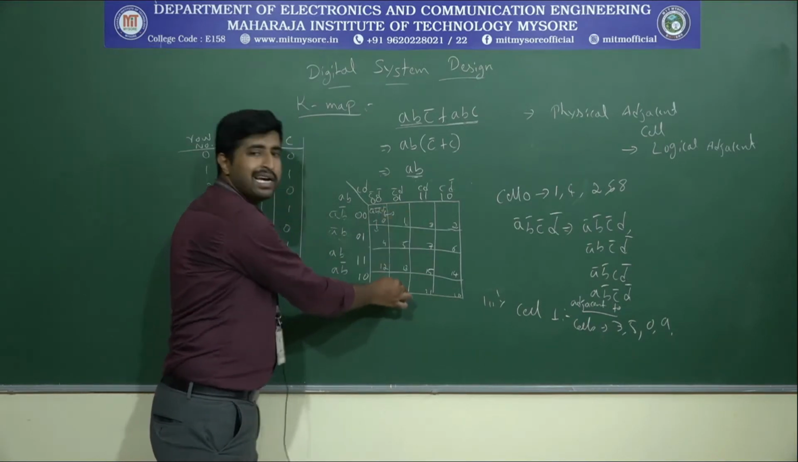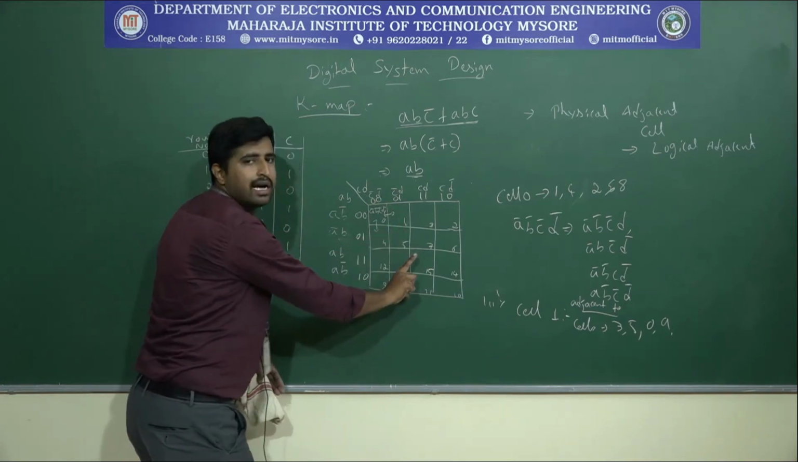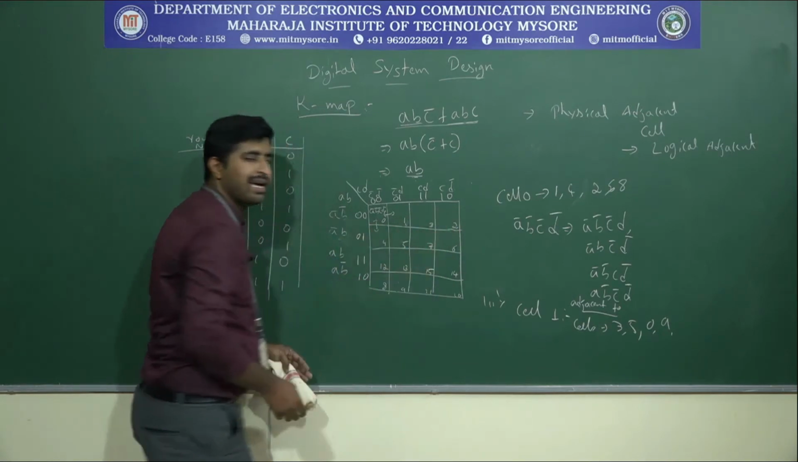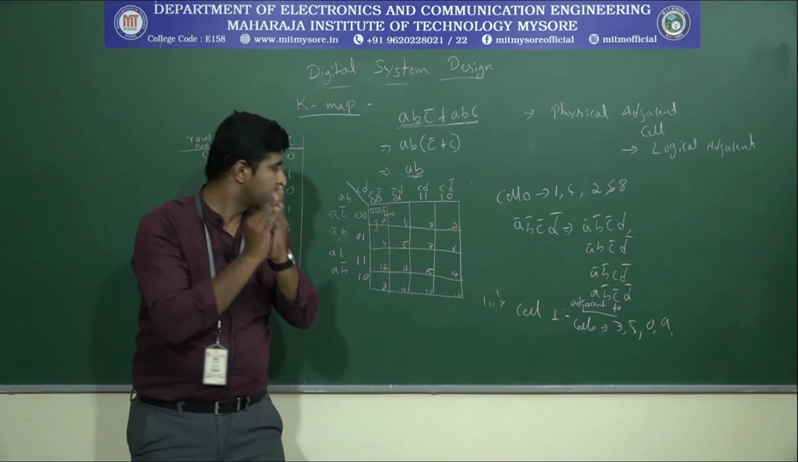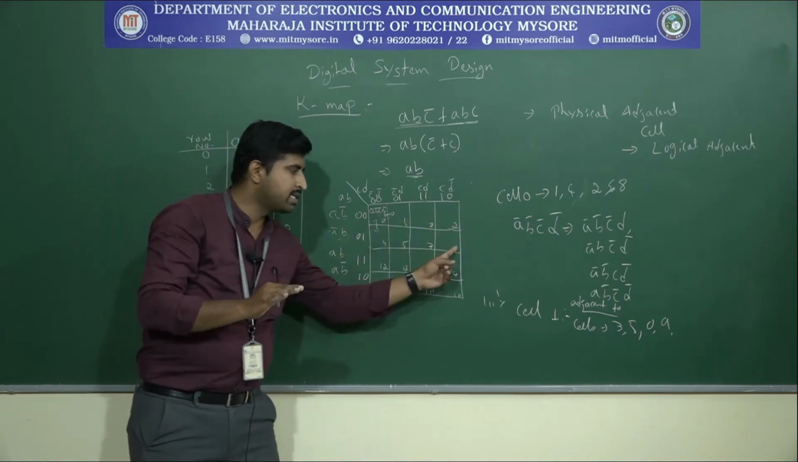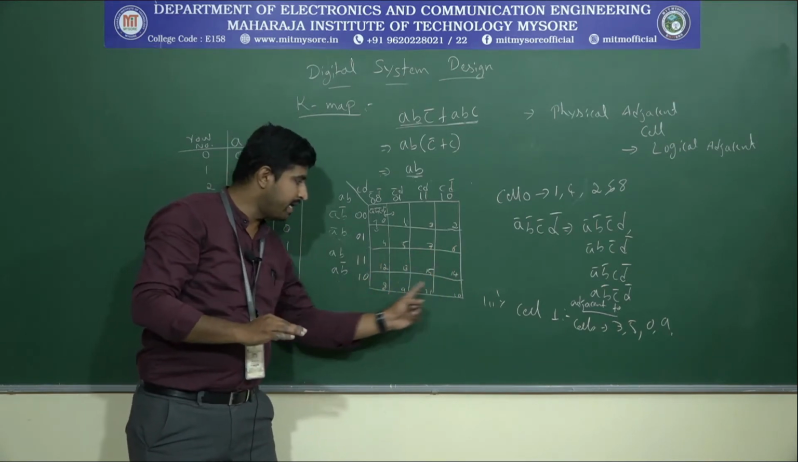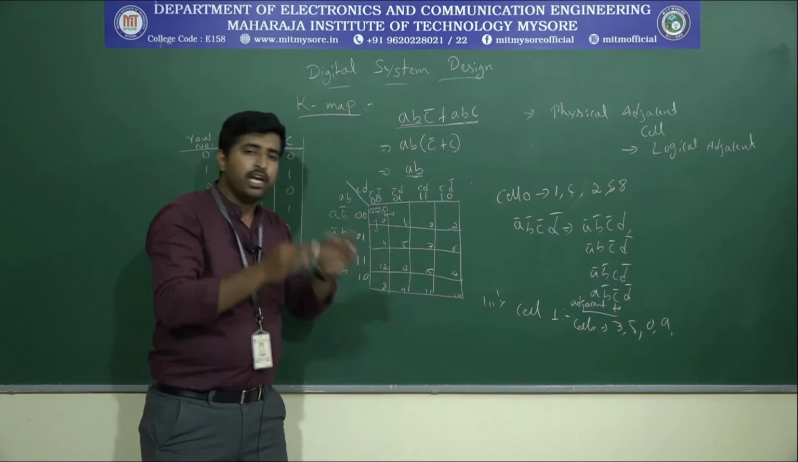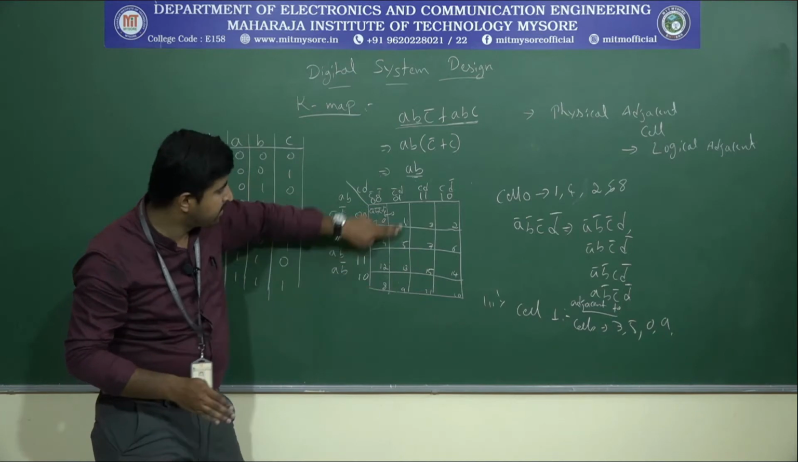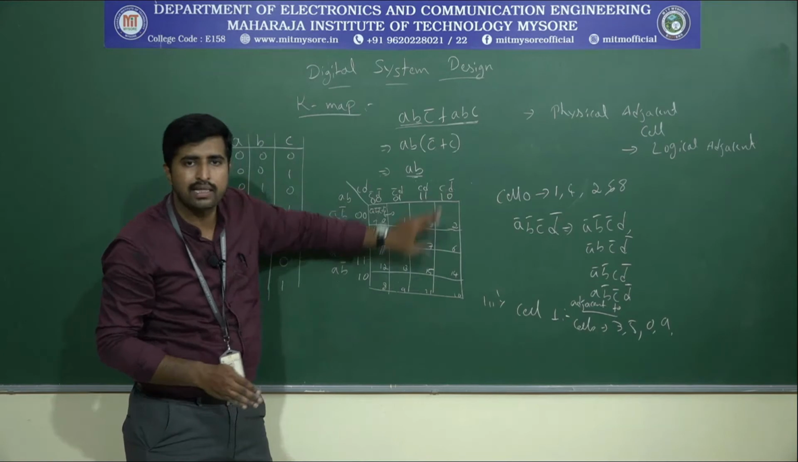These are again logically adjacent. If you fold like this, cell number 1 and cell number 2 will be adjacent. If you fold like this, cell number 0 and cell number 2 will be adjacent. Similarly, cell number 4 and cell number 6 are adjacent. Cell number 12 and cell number 4 are adjacent. Cell number 8 and cell number 10 are adjacent. If you fold in this way, cell number 0 will be adjacent to cell number 8, cell number 1 to 9, 3 to 11, 2 to 10. So like this we can say.